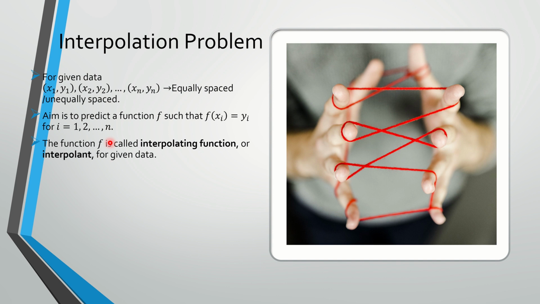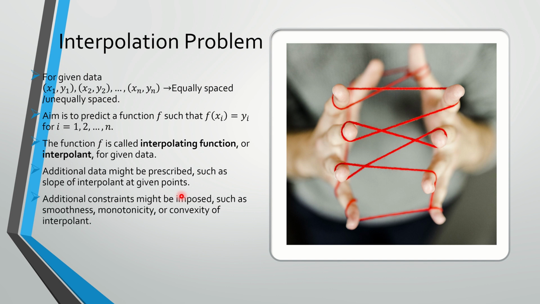Okay, and f is obviously the interpolating function. This is called the interpolating function, or it can be called an interpolant for the given data. Additional data might be prescribed, such as the slope of the interpolant at given points. You can do a lot of things once you have introduced this function. Some more constraints we can impose on it, such as if you want a smooth interpolation, or you want a monotonic function, or you want convexity of the function f. So these additional constraints might be imposed as well.